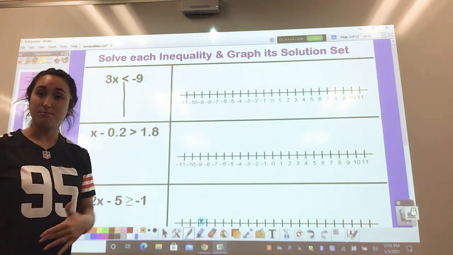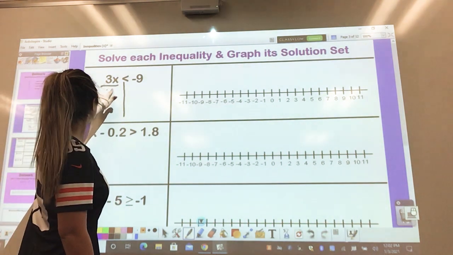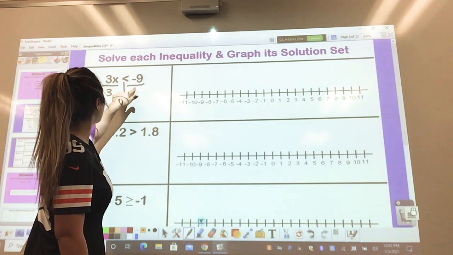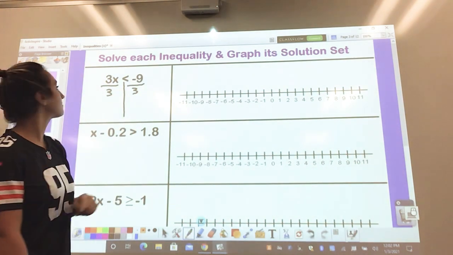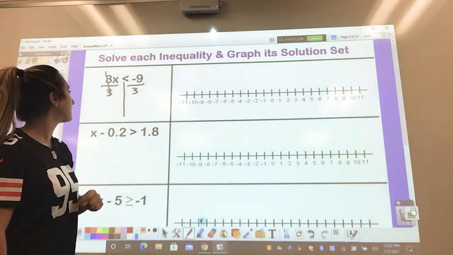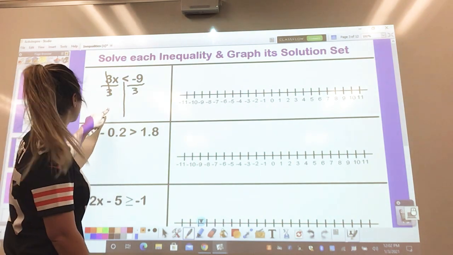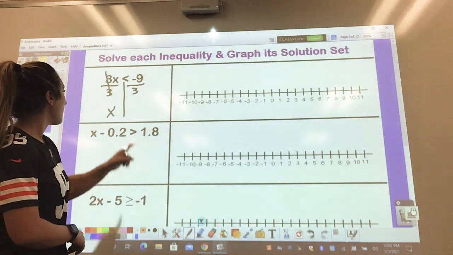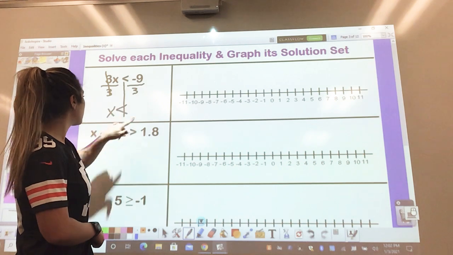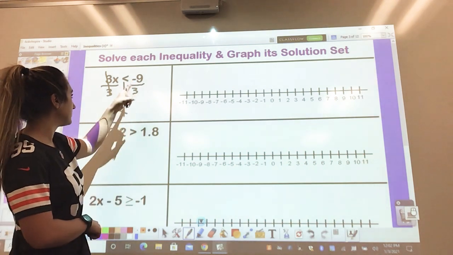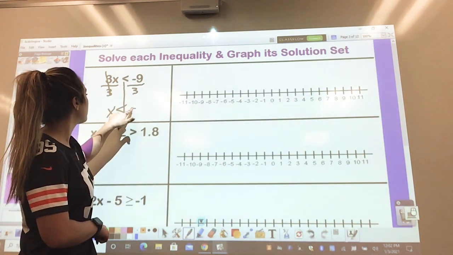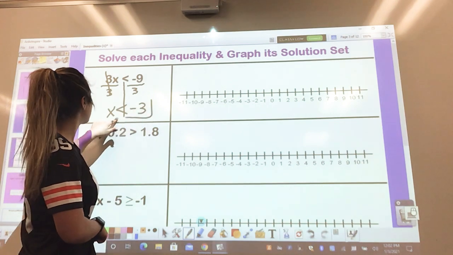Right now x is being multiplied by 3. So to undo that, I would divide both sides by 3. The times 3 and dividing by 3 cancel out, leaving me with just x. And again, now instead of an equal sign, it's still a less than sign. And -9 divided by 3 is -3.